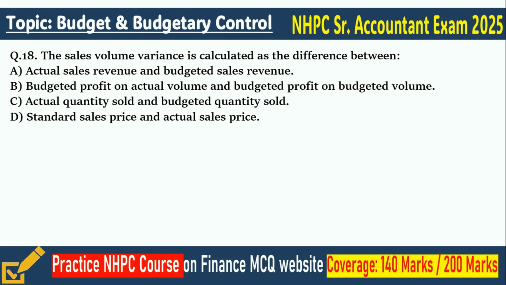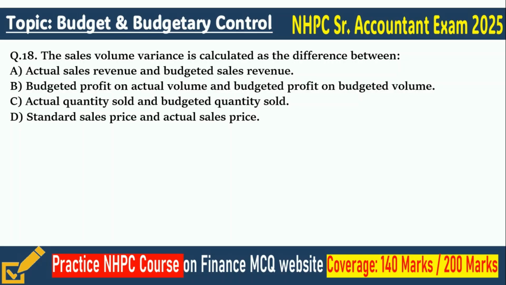The sales volume variance is calculated as a difference between option A, actual sales revenue and budgeted sales revenue. Option B, budgeted profit on actual volume and budgeted profit on budgeted volume. Option C, actual quantity sold and budgeted quantity sold. Option D, standard sales price and actual sales price. So friends, what should be the correct answer here?